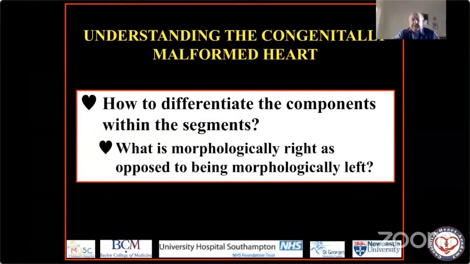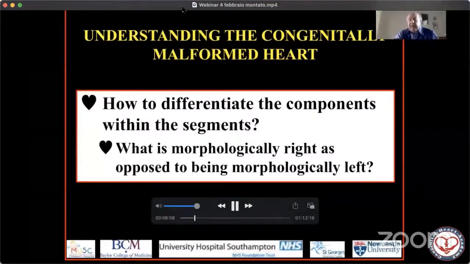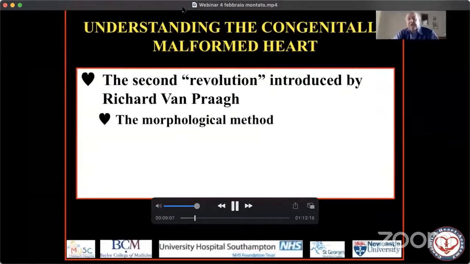So the first problem that arose was how we should differentiate between the components within the segments. In other words, how are we, or how were we, to determine what is morphologically right as opposed to what is morphologically left? And in fact, it was the arguments that arose on the way we should differentiate rightness from leftness that introduced what I now think of as the second great revolution, again produced by Richard Van Praagh. And I've discussed this with you on several previous occasions, but it is the morphological method.